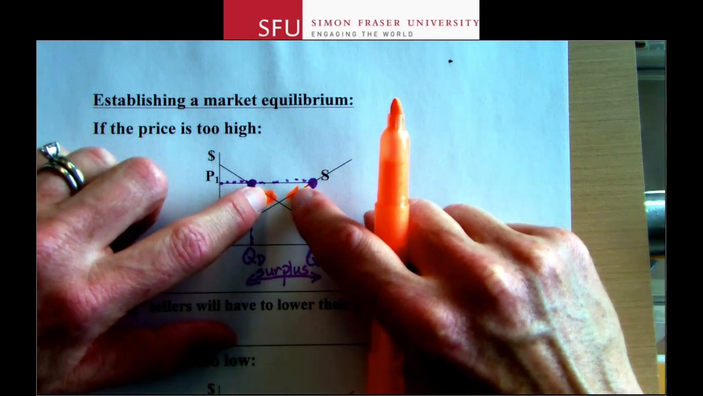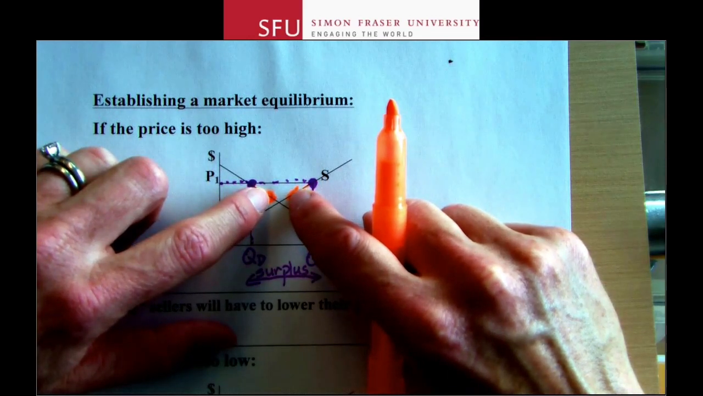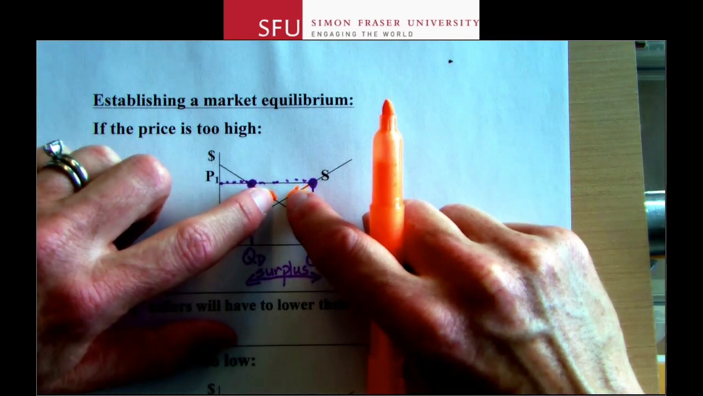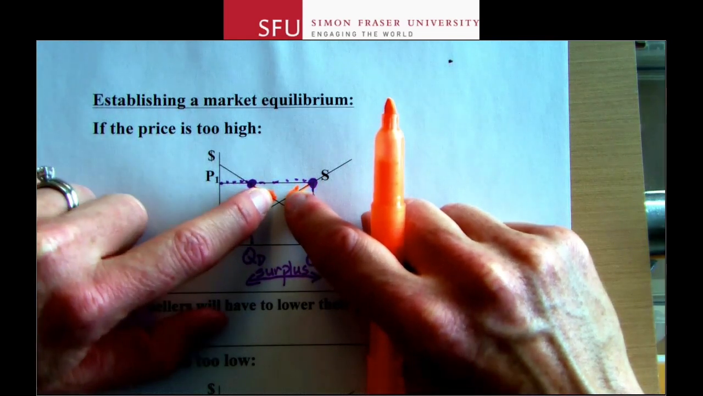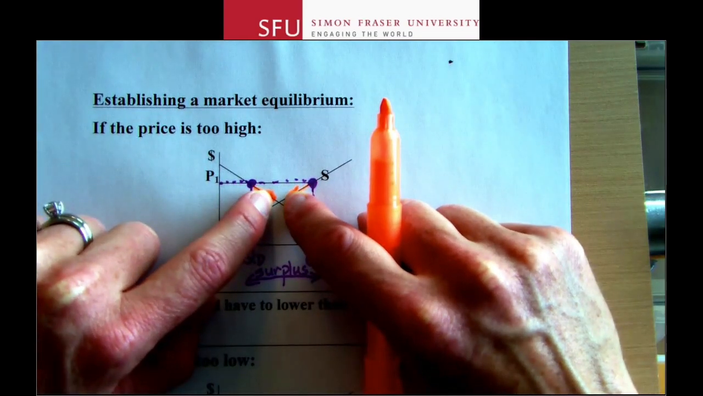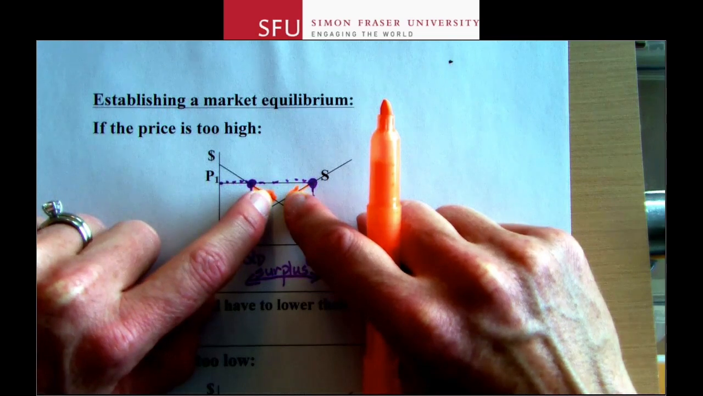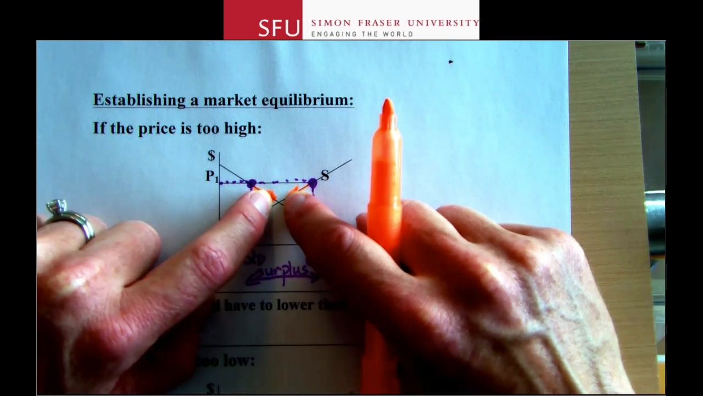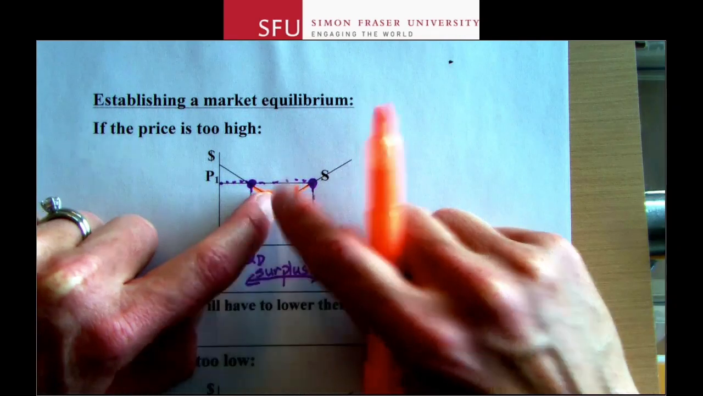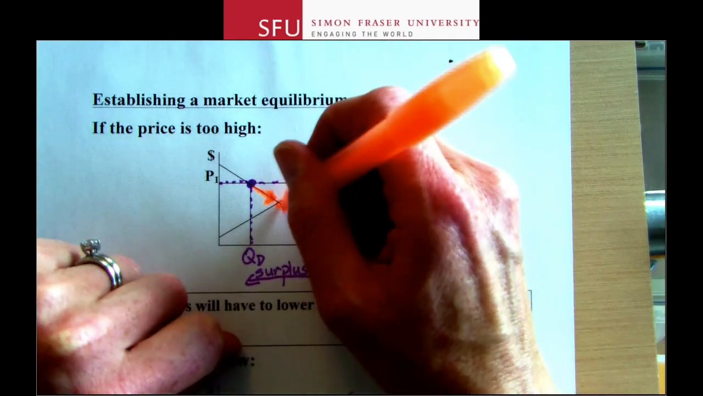What happens to the size of the surplus? It's getting smaller, right? Now, say even at this point here, that's a lower price, but it's still got a bit of a surplus. So that's not yet an equilibrium, because as long as there is still some surplus, some of the sellers will lower their price a little bit more, until this equilibrium.